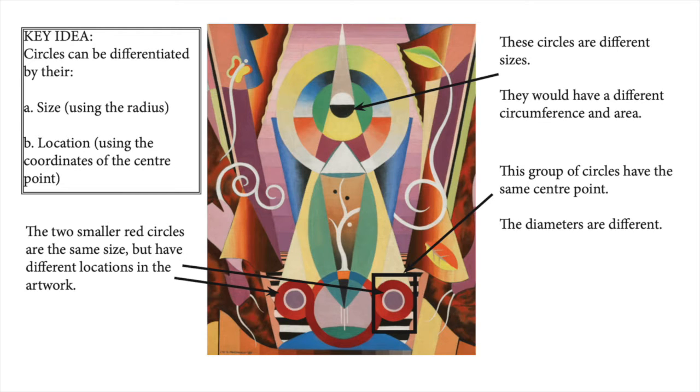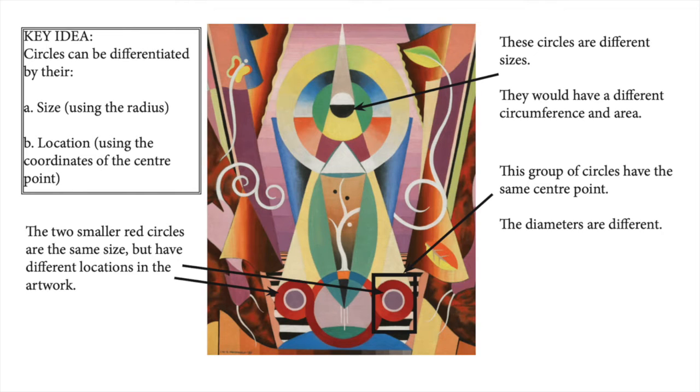In the bottom part of the image, there are two smaller red circles. Those seem to have the same size, but they are in different locations in the artwork. So they are the same circle, but have been moved to different locations. If we look at the group of circles combined together in the bottom right, surrounded by the black box, that group of circles has the same center point, but the diameters or the radius are different.